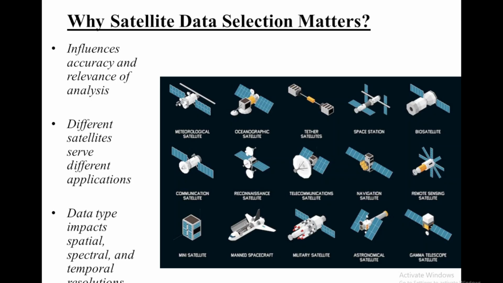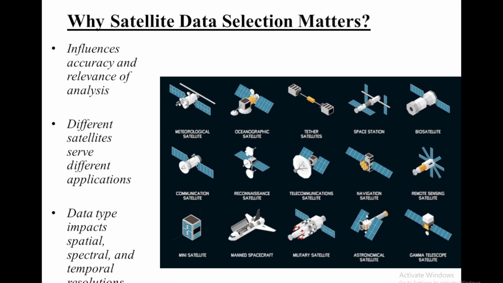Now, different satellites serve different applications. There are different types of satellites that you see on the screen right now. Meteorological satellites are there, oceanographic satellites are there. There are also space stations that have various other purposes, such as experimentation within space. There are also biosatellites, communication satellites, reconnaissance satellites, and many different types. Navigation satellites are also there. They carry different types of optical sensors, different SAR sensors, or microwave sensors.